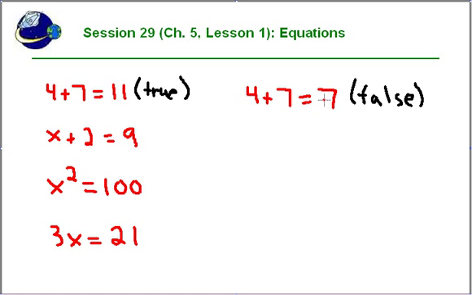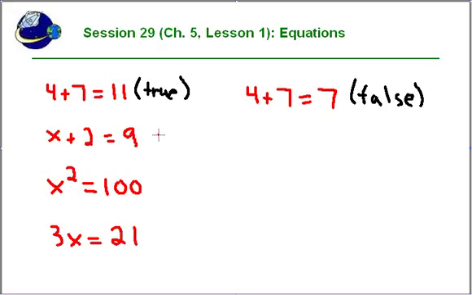We can also have equations that have a variable or multiple variables in them. And that's what we have here in this one. X is our variable. X plus 2 equals 9. So my question is, is this equation true or false, the way it's written? Well, since we don't know what X is, by the way this is written, this equation all by itself is neither true nor false.